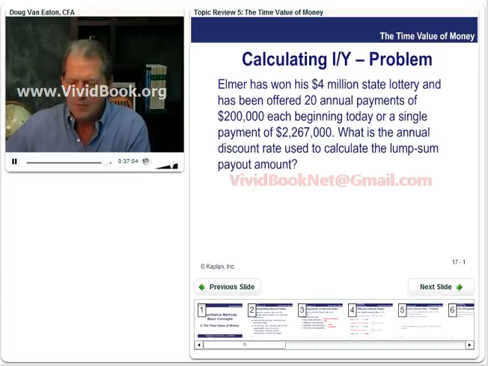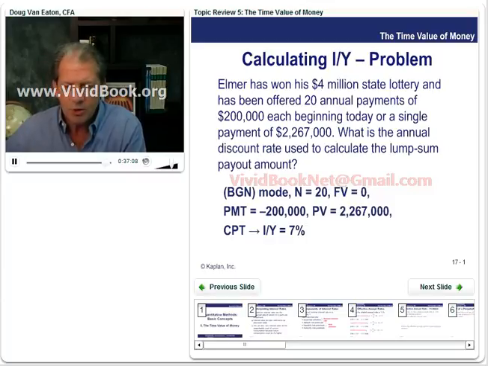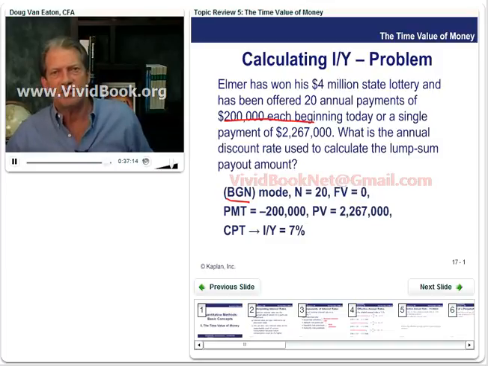$2,267,000? So here's the way we'd set that up. We'd put it in begin mode because that first payment is today. So we're trying to calculate the interest rate that will make the present value of 20 payments of $200,000 each equivalent. And if we compute that, it turns out to be 7%.